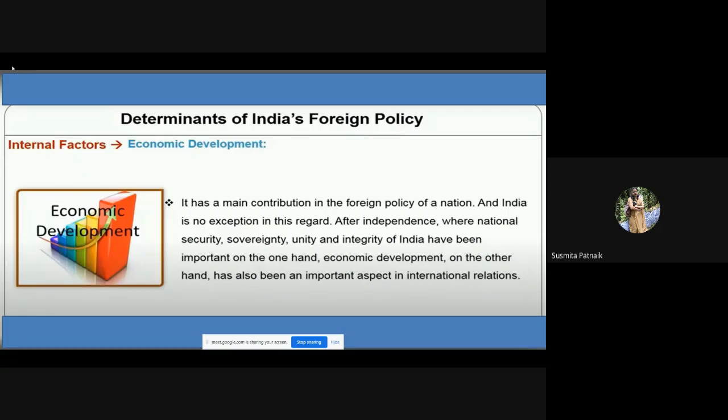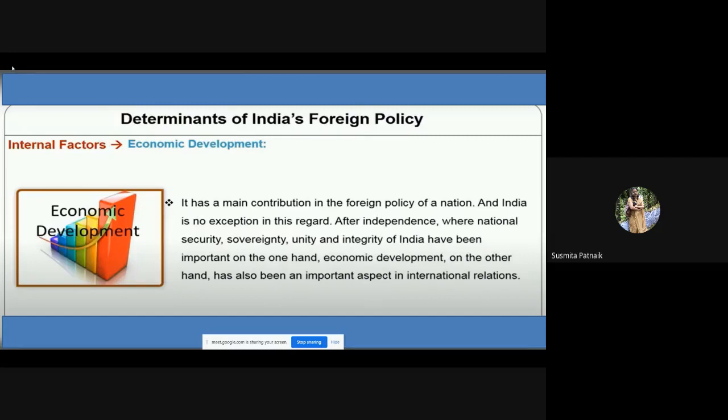For maintaining economic development, or for increasing the per capita income of citizens, India is trying to increase its economy. India is maintaining economic development.